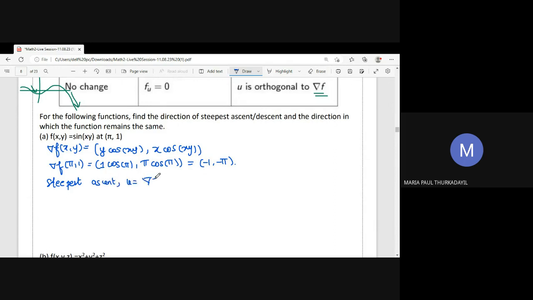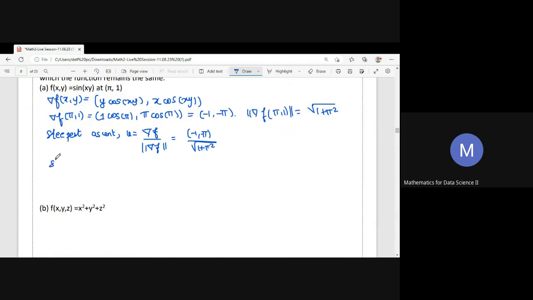Del f by norm del f. So what is the norm of del f at (minus pi, 1)? It is root of pi squared plus 1, root of 1 plus pi squared. So the unit vector is (-1, -pi) divided by root of 1 plus pi squared. Okay, suppose you are considering the steepest descent.